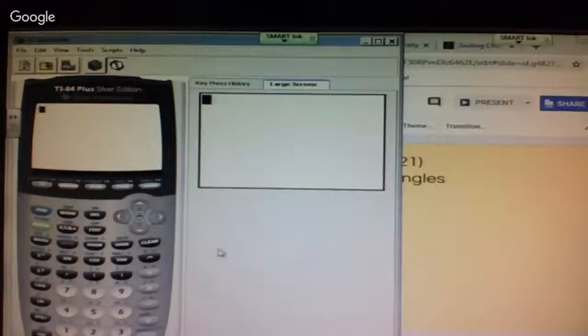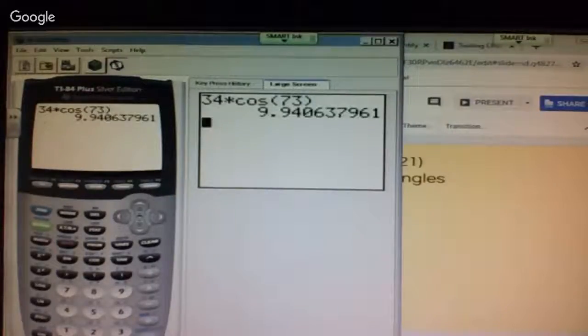I'm going to clear all that out because I don't need it. So now, if you look, it says x equals 34 times cosine. Your cosine button is right here above that parenthesis. You're going to hit cosine, and the degree goes in the parentheses, so 73. And close it, and hit enter.